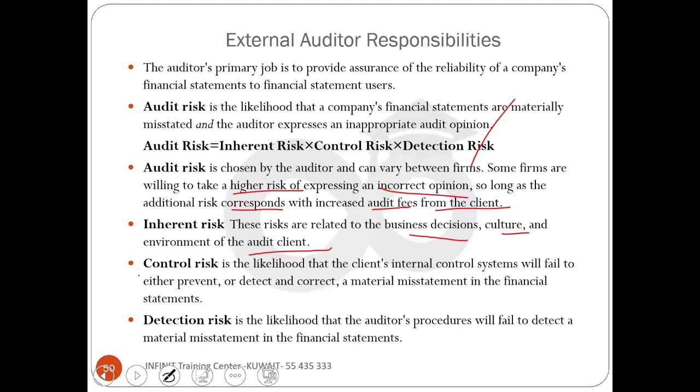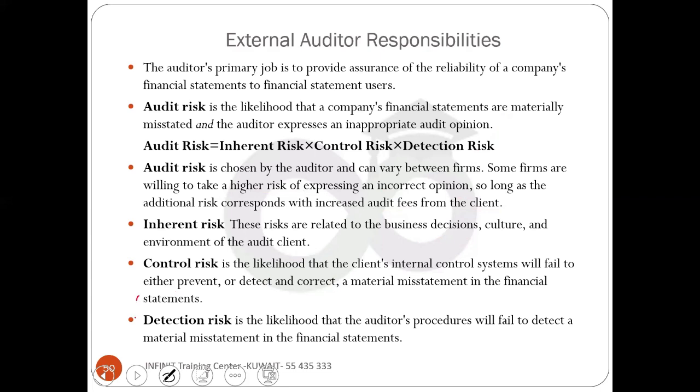Then there is control risk. This is the likelihood that the client's internal control system will fail to either prevent, detect, or correct material misstatement in the financial statements. So you don't have proper internal control. Because of that, you have risk. Or because of that, the auditors are not able to make proper or accurate statements.